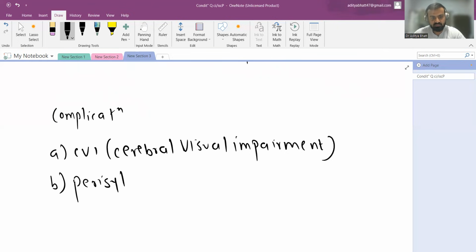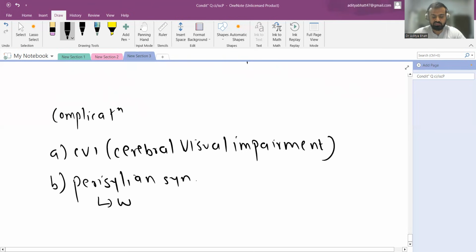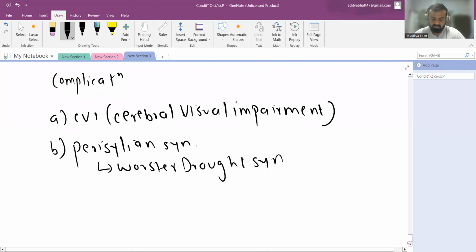And second is Perisylvian syndrome. Now, what is Perisylvian syndrome? Perisylvian syndrome is also known as Worcester-Drought syndrome. In this, the patient has a pseudobulbar palsy. The patient has a small injury, and then develops pseudobulbar palsy. There is pseudobulbar palsy and there is mild quadriplegia.